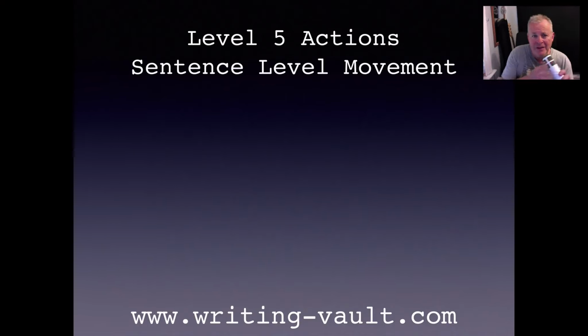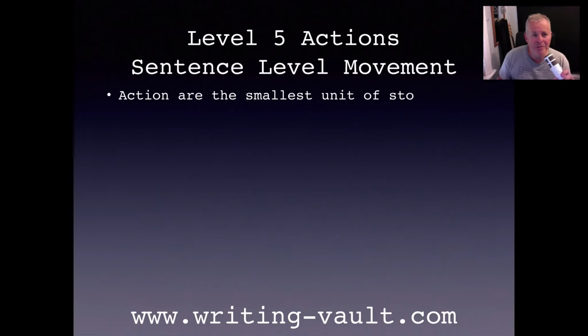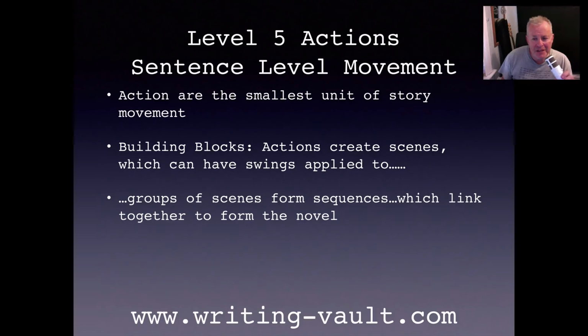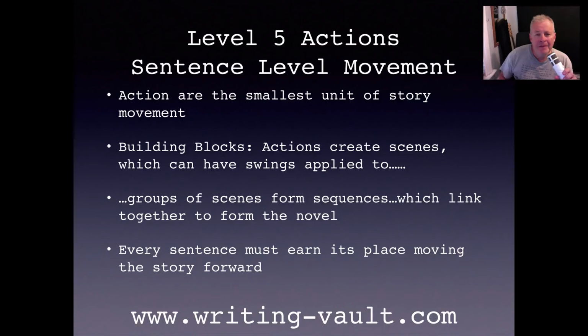Okay, let's start with level 5 actions, which is sentence level movement. So actions are the smallest unit of story movement. If you look at story in terms of building blocks, actions create scenes which can have swings applied to them, which we looked at in the last video in this series. Then groups of scenes form sequences, and those sequences link together to form a longer form piece of fiction, a novel. But even when you're thinking about actions, ideally every sentence must earn its place and move the story forward and not just sit there on the page, not advancing the story.